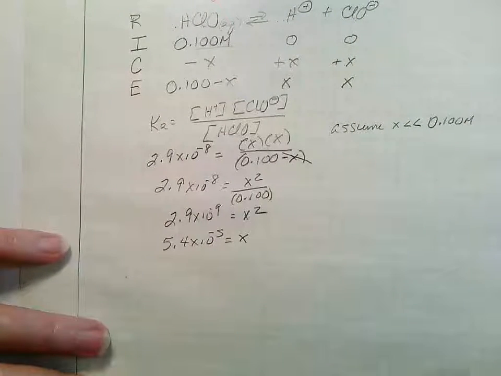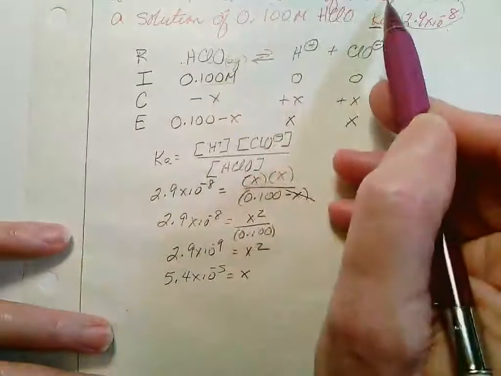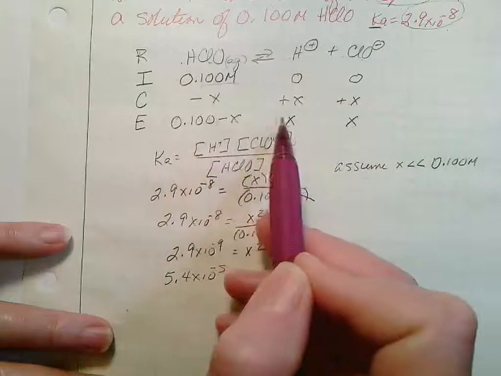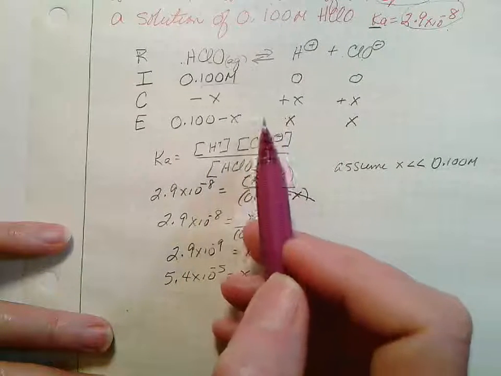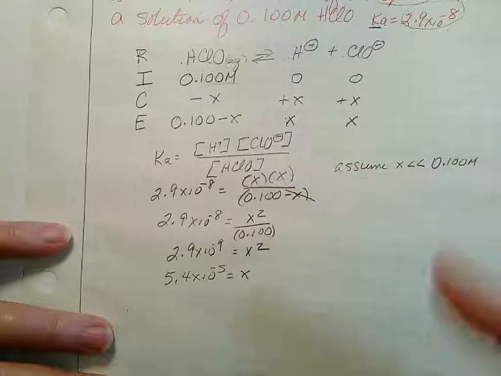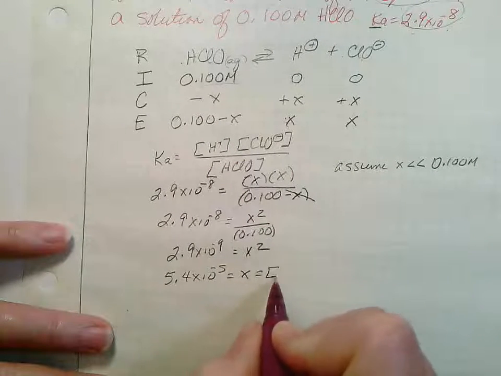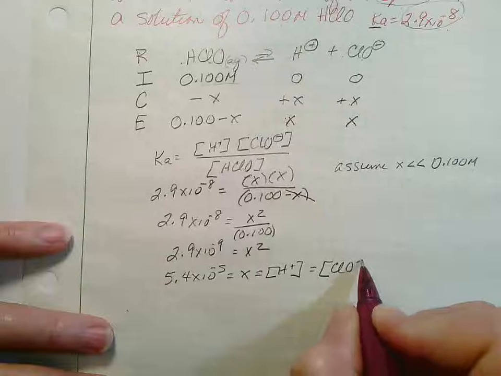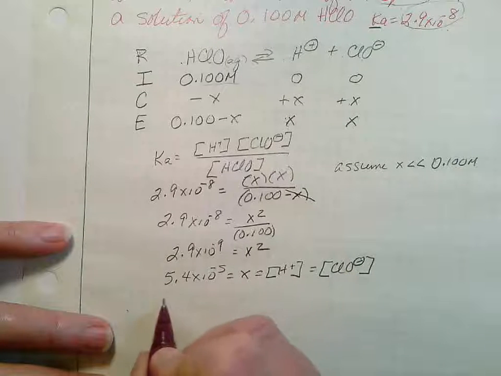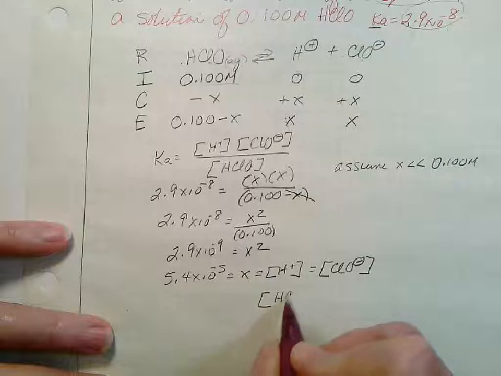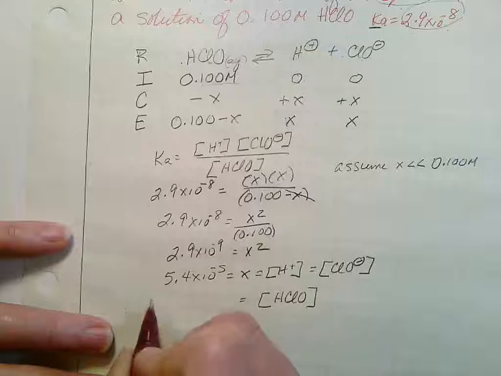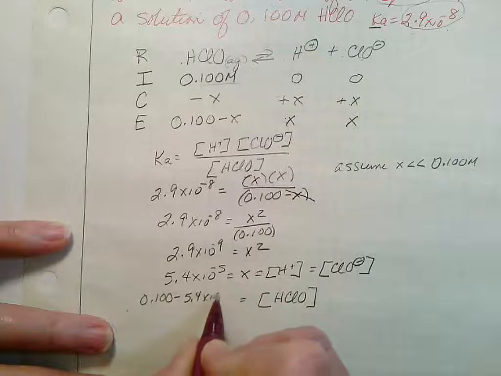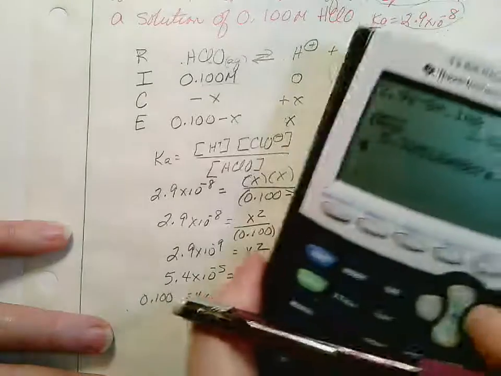So back to my original question. It asks me, what is the concentration of all species? So I want to know the values that would come out from here. Since that equals X, that equals the concentration of hydrogen ions. It also equals the concentration of hypochlorite ions. To get the concentration remaining of my acid would be 0.100 minus 5.4 times 10 to the negative 5th.